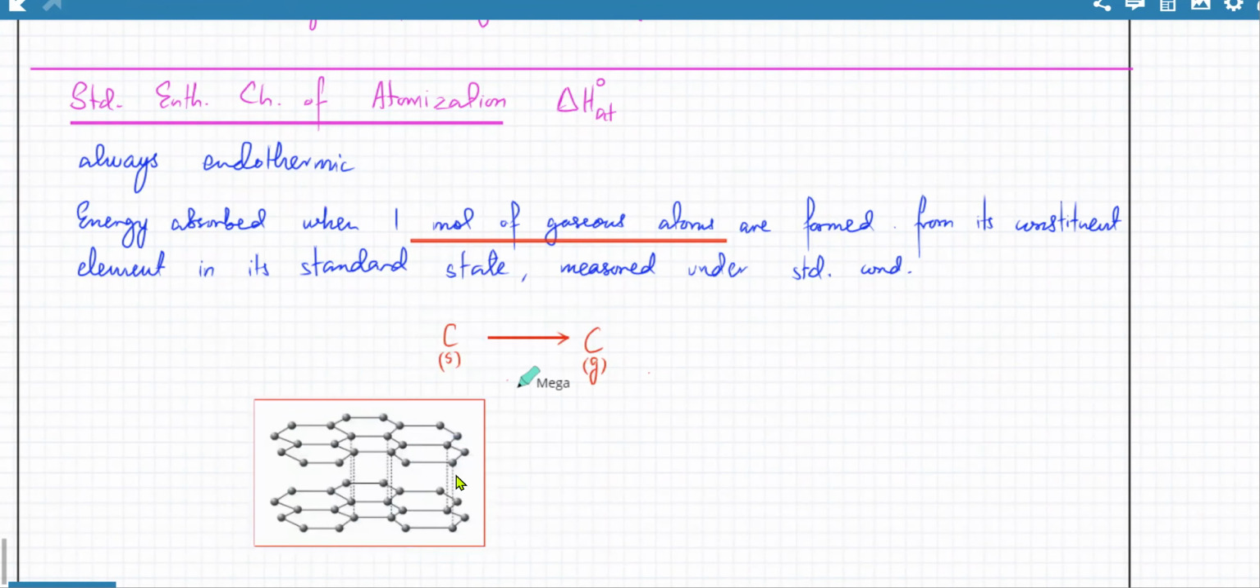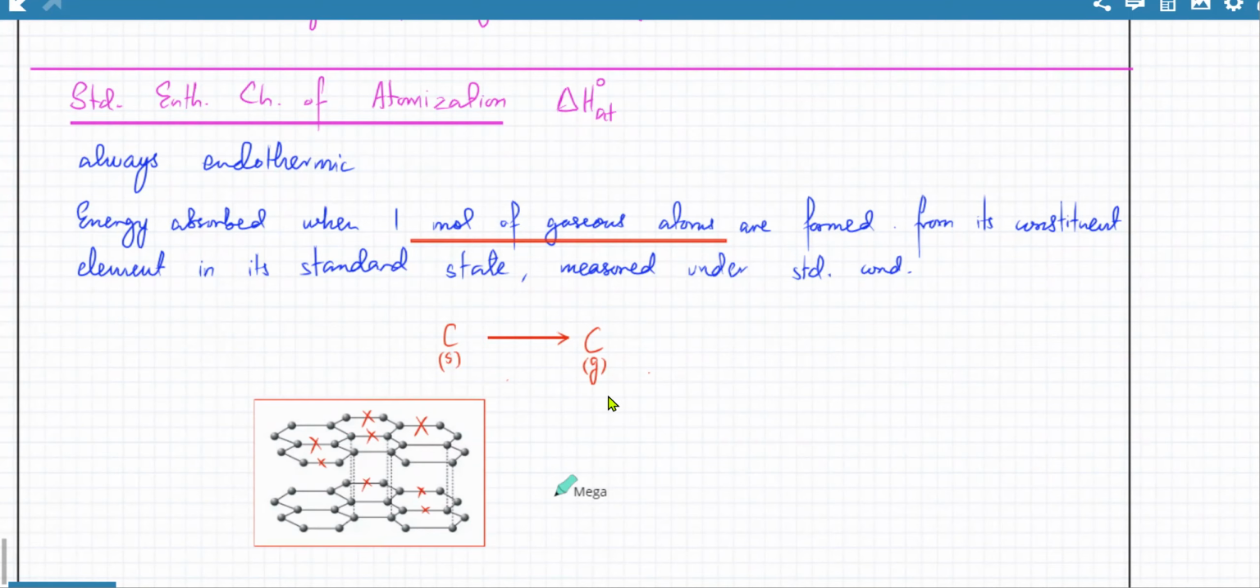And why is it always endothermic? Because if I want to make gaseous carbon atoms, then I would have to break all of these bonds. I mean, this bond has to go, this bond has to go, all the carbon-carbon bonds have to be broken. Only then can I get 1 mole of gaseous carbon atoms. So all the carbon atoms would fly around and I'll get 1 mole of gaseous carbon atoms. So is this clear?